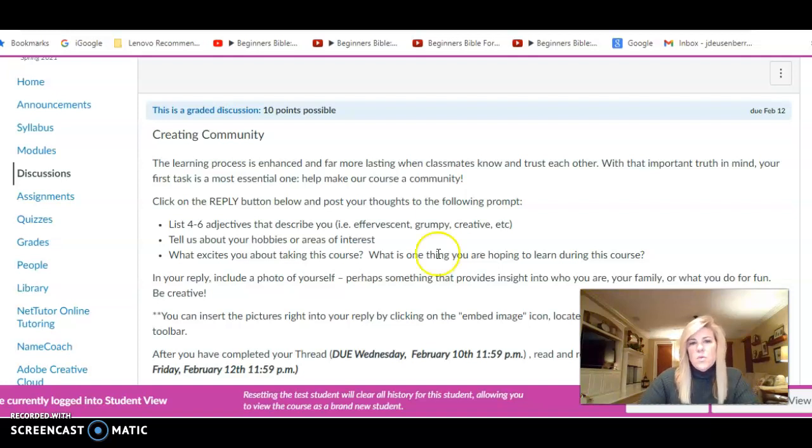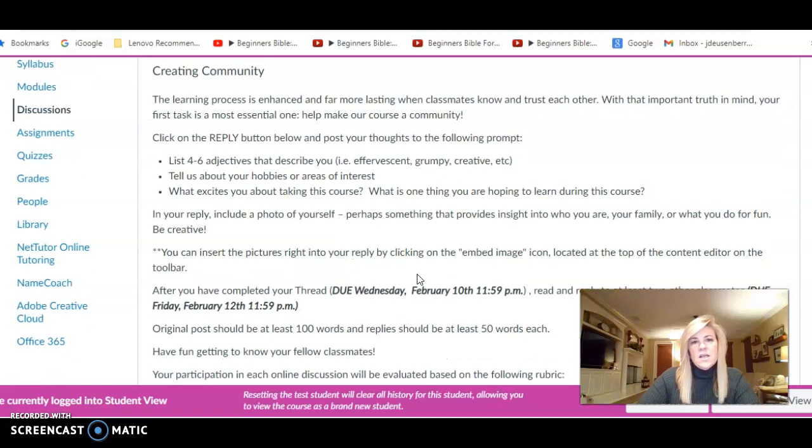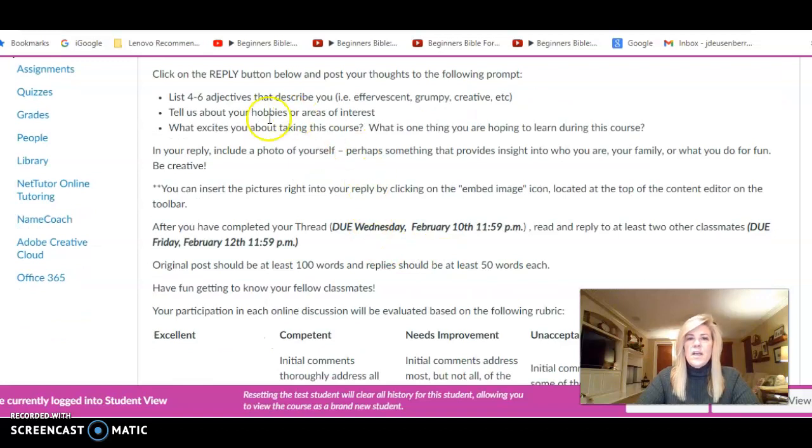So what I want you to do is answer these 3 questions. List 4 to 6 adjectives that describe you. Then tell us about hobbies or areas of interest. And then what excites you about taking this course? What is one thing you're hoping to learn from this course? So once you answer all 3 of those, you want to go ahead and include a picture of yourself, and right here it gives you instructions on how to embed an image. Okay, so you want to go ahead and answer those questions.